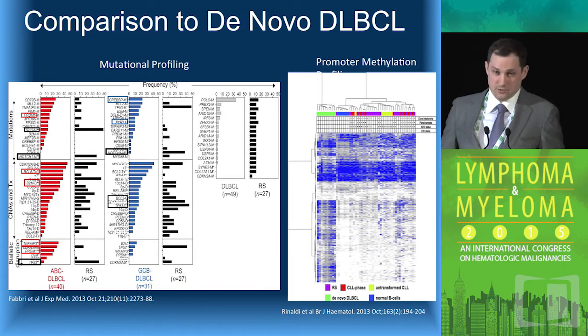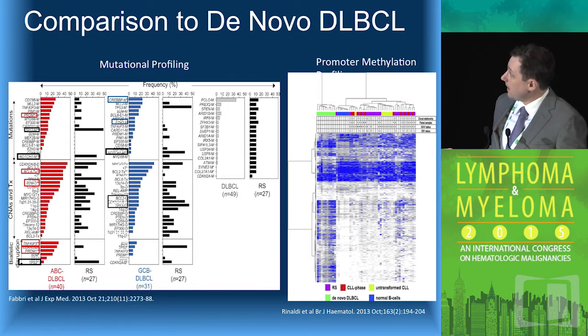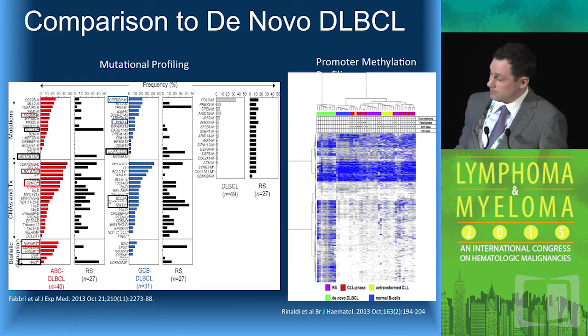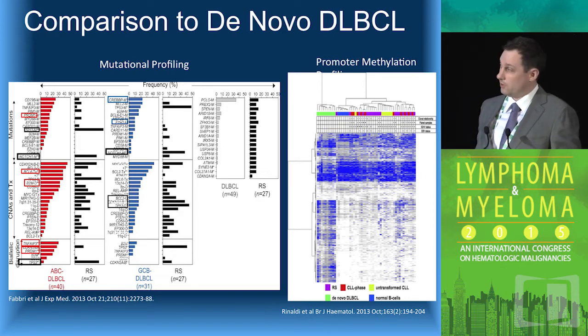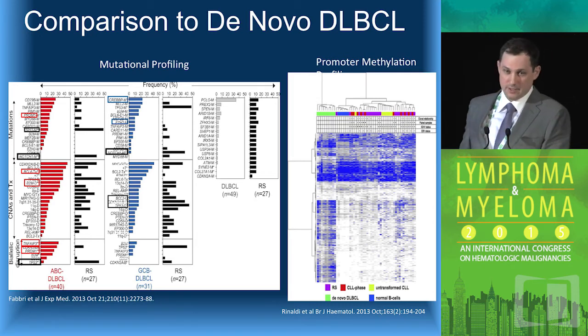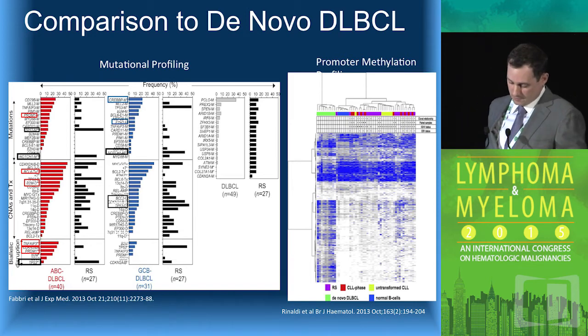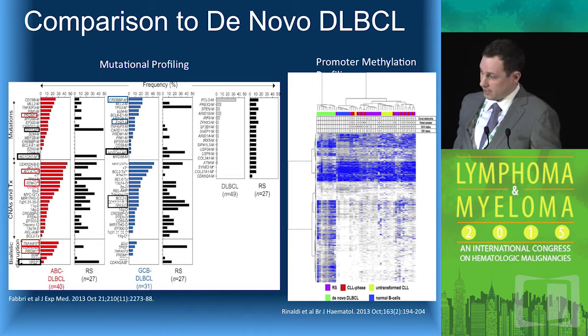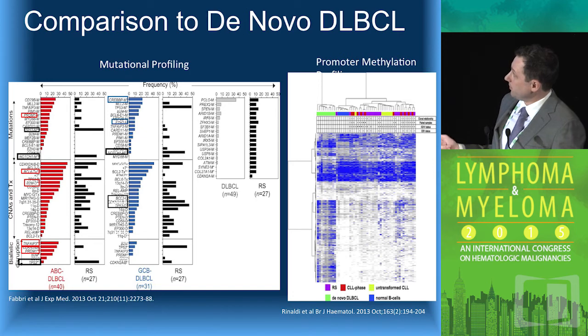They lack beta-2 microglobulin deletions and abnormalities there. And when you look at biallelic disruption, we see A20 being very commonly abnormal in our ABC phenotype and PRDM1 again. And then when you look at P53 biallelic disruption, it's more common in our Richter syndrome. And the same story, again, is with our GCB subtype.